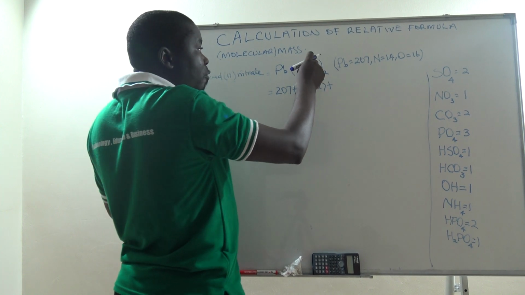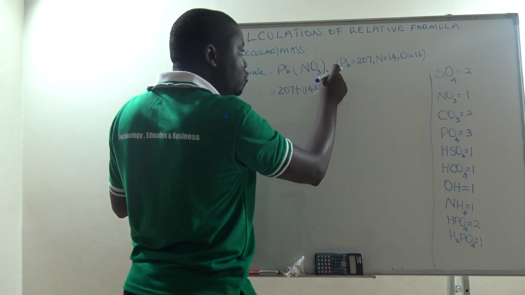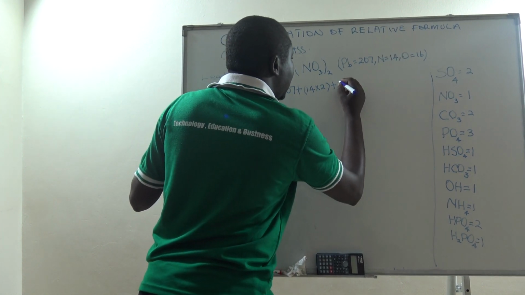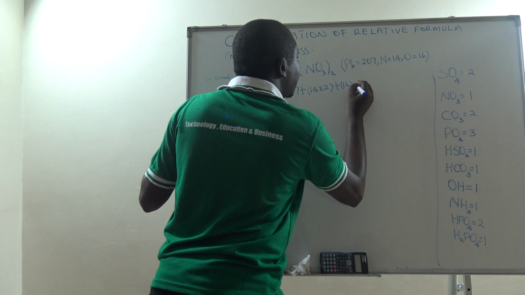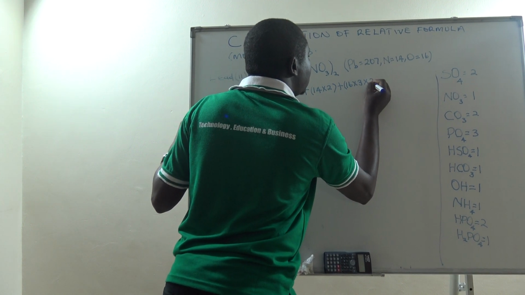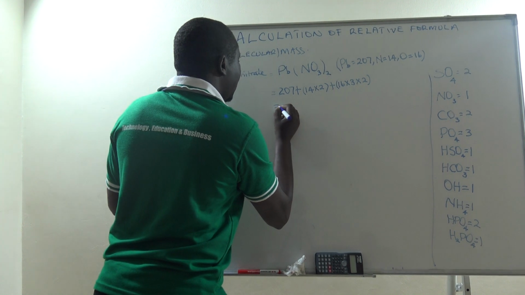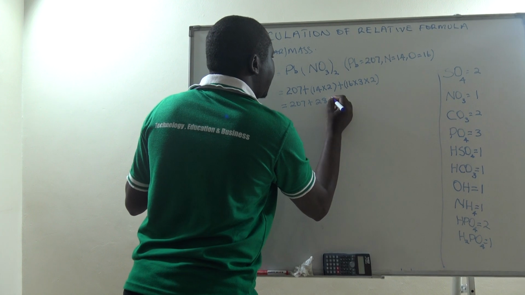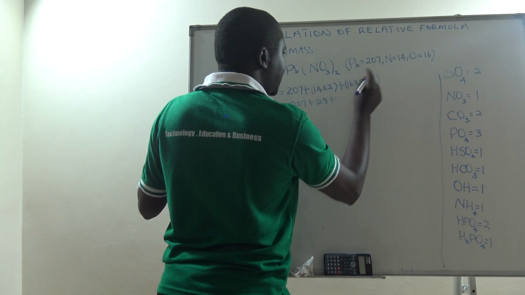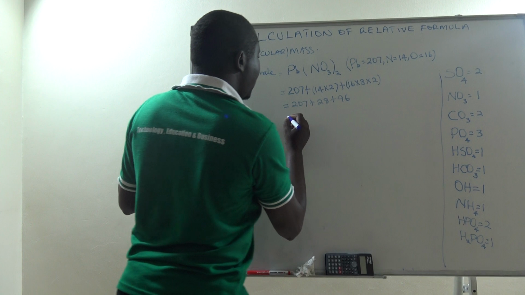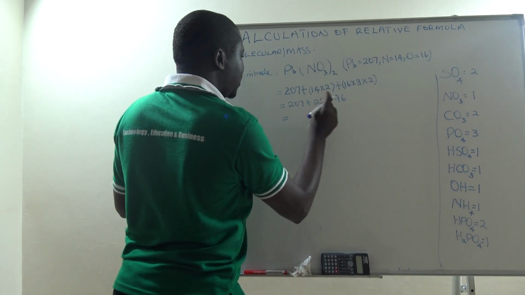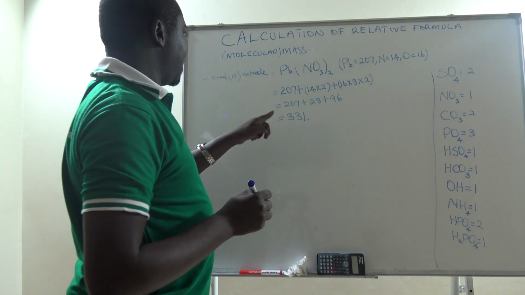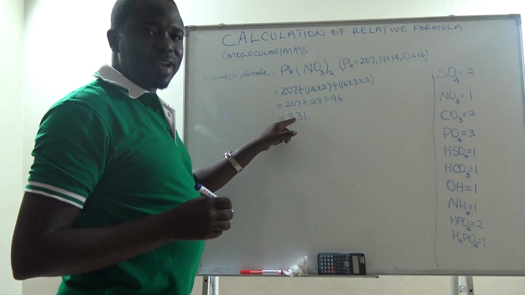We are seeing that we have got 3 times 2 oxygen atoms, and oxygen has a relative atomic mass of 16. So it will be 16 times 3 times 2. So let us get this. This becomes 207 plus 28 plus 16 times 3 is 48, times 2 is 96. If we add these together, we shall get a total of 331. So this becomes the relative formula mass of lead nitrate.